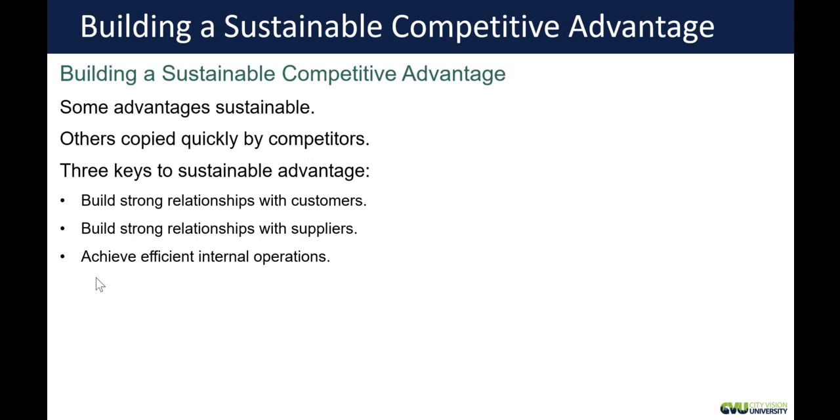Now, the idea here is to create something that is sustainable, something that is going to help us be more competitive over the long term. The advantages that we create need to be sustainable. The ones that are copied quickly are tough, because if they can be copied quickly, then they're not sustainable, and we'll be constantly trying to come up with the next thing. So the three key things you want to do to build something sustainable are to build strong relationships with the customers, build strong relationships with your suppliers, and then be as efficient as possible. These are the three things that build a sustainable competitive advantage.